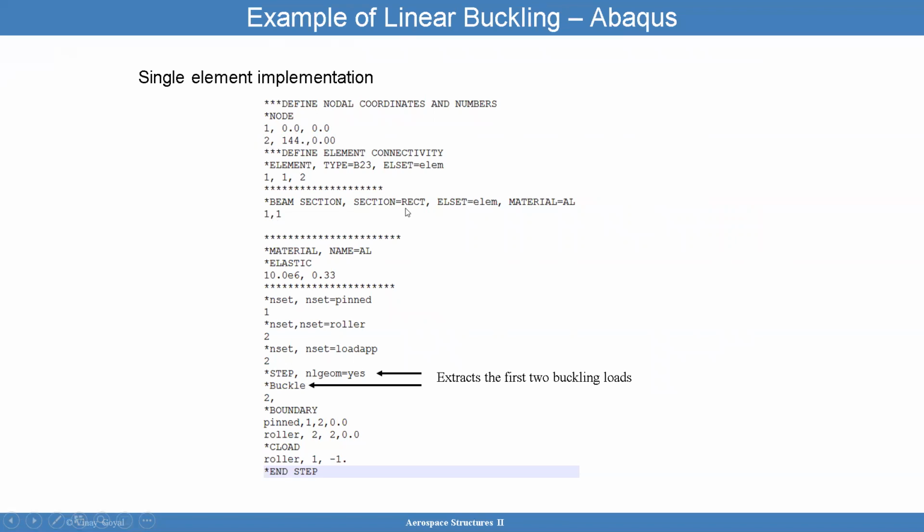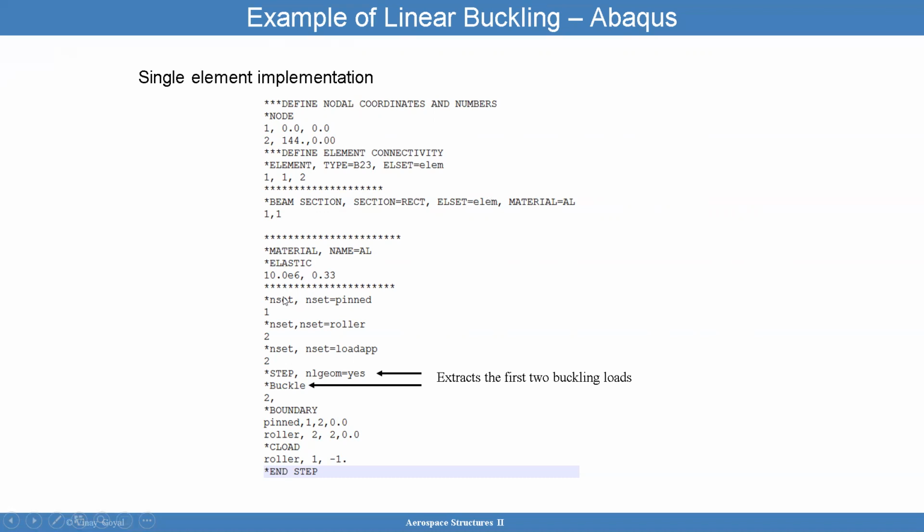The beam section was selected as rectangular, and the material aluminum. And the material here is explained very well. You can see I'm providing a rectangular cross section, and these are the dimensions of the rectangular cross section. The material is aluminum, which has a modulus of 10E6 and a Poisson ratio of 0.33.